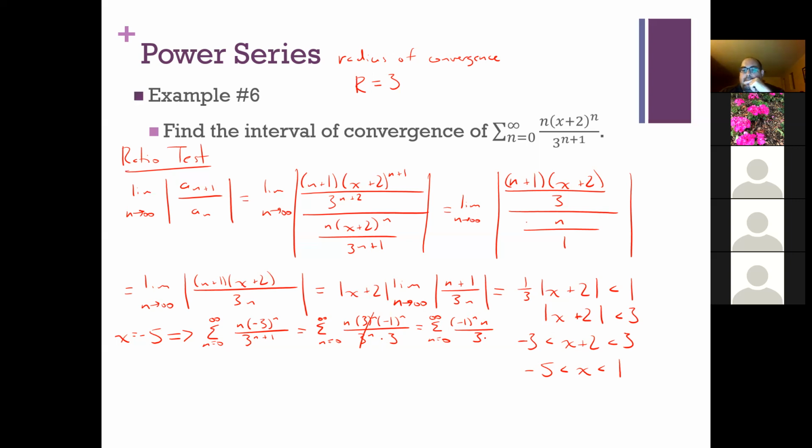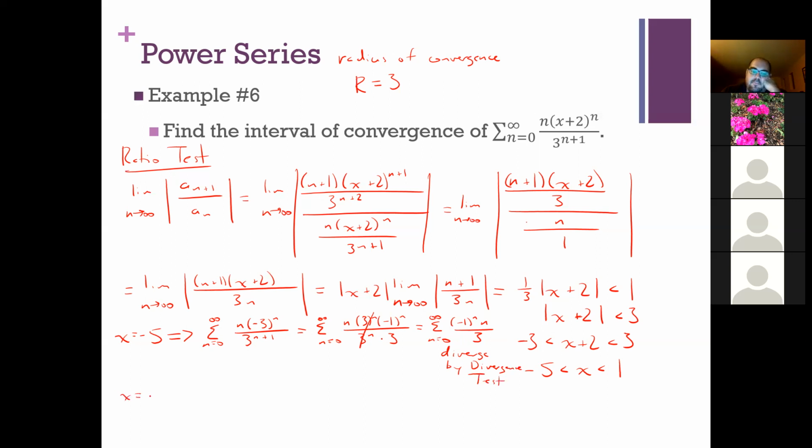What is that series going to do? Because of that n in the numerator, this is going to diverge. And really, that's going to fail the divergence test right away. So we can't include -5.